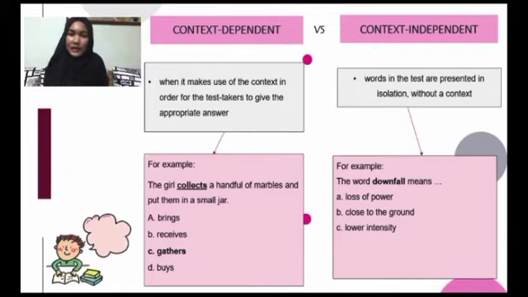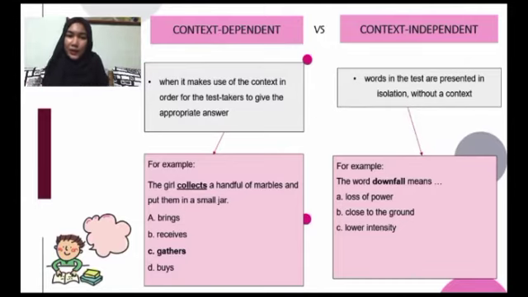Okay, look at the context dependence example. The girl collects a handful of marbles and put them in a small jar. So the correct answer is C, gathers. As you can see, all choices represent a possible definition of the word collects. In order to know which option is the closest synonym to the word, you must refer to the sentence and use the available context there.